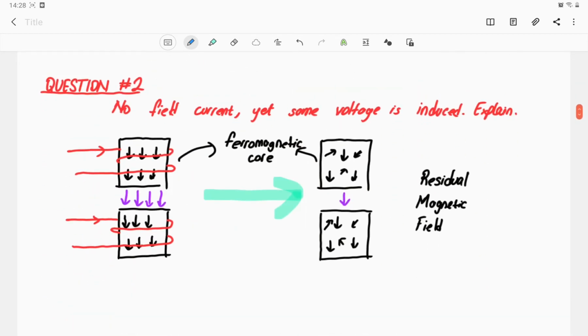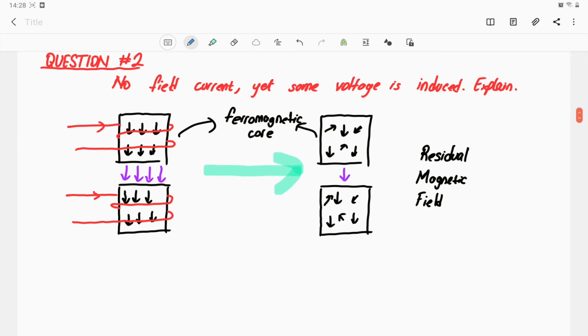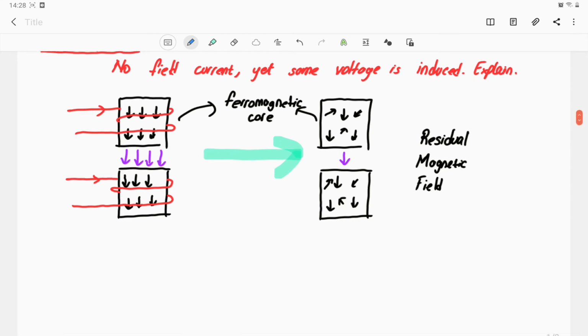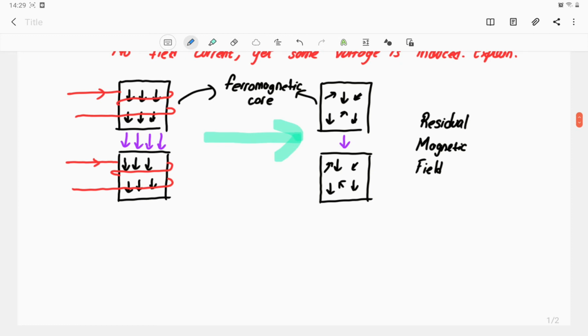For question 2, we saw that even though we had no field current, we induced some voltage when we gave a rotational speed to the machine. This is because of the nature of the ferromagnetic core. When a ferromagnetic core is magnetized by any magnetic field, its magnetic lines tend to stay the same even though no external field is applied, and this phenomenon is called residual magnetic field.